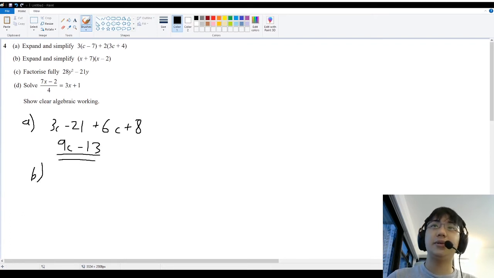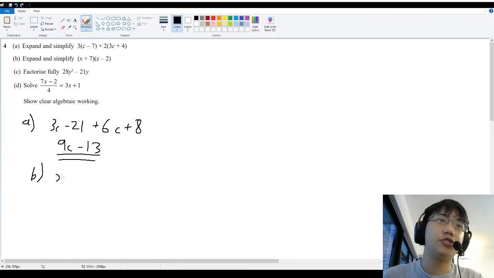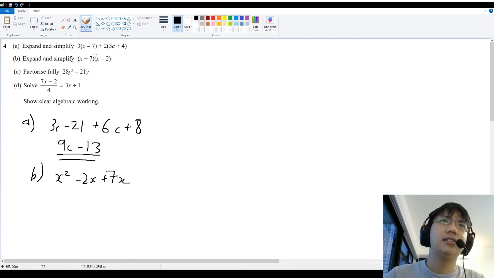For part B, expand and simplify x plus 7 times x minus 2. We can multiply the first terms, so you have x squared, then the outer terms minus 2x, then the inner terms plus 7x, then the last terms 7 times negative 2 is minus 14. So that equals x squared plus 5x minus 14.